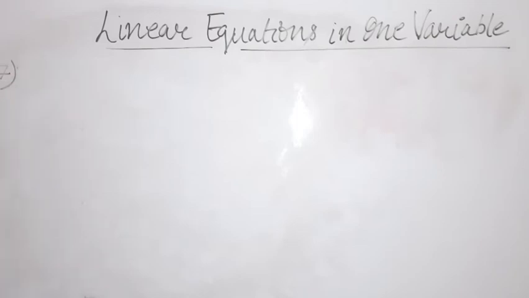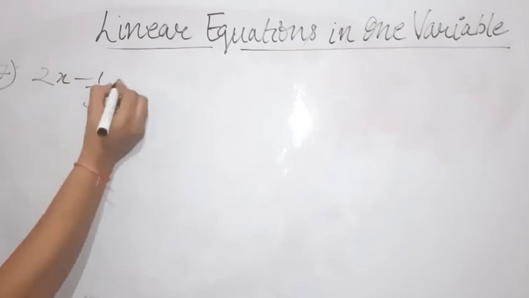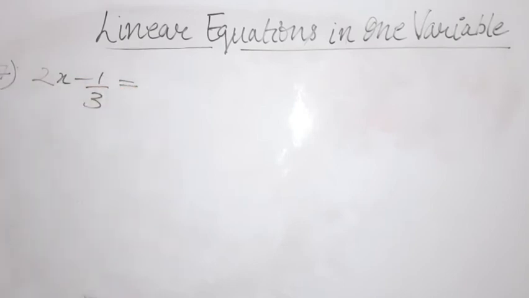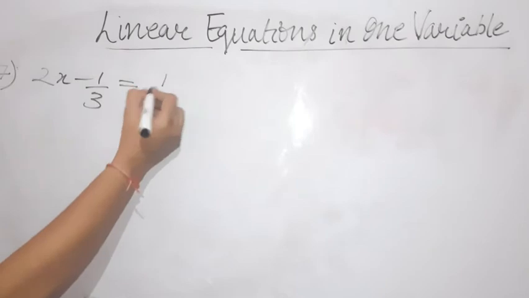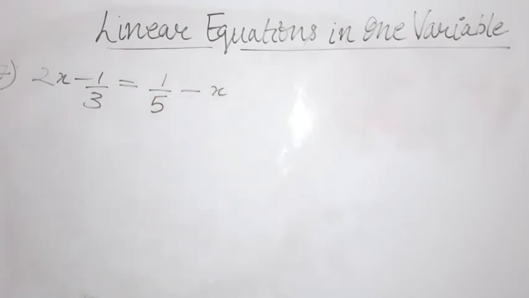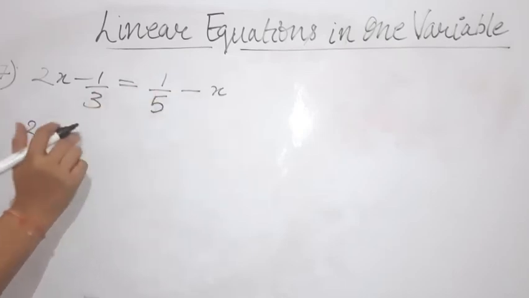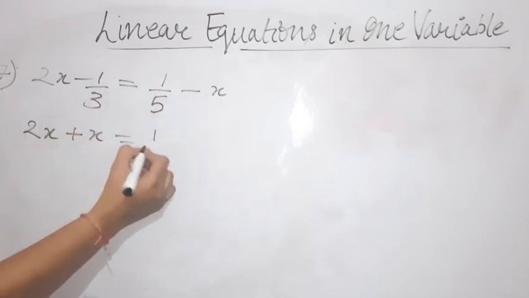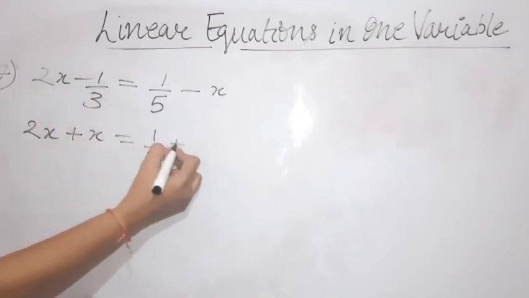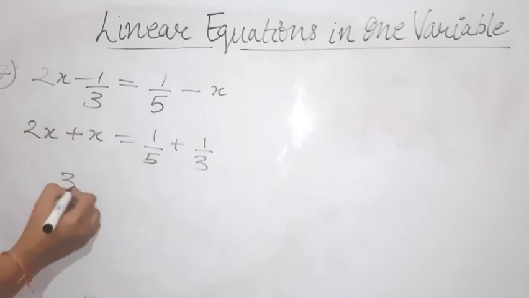So question 7 is 2x minus 1 upon 3 is equal to 1 upon 5 minus x. This is the question, right? Now how will we solve this question? First of all, we have to collect all the like terms together. So this minus x will become plus x, and this minus 1 upon 3 will become plus 1 upon 3 once it goes to the right hand side. Okay, now 2x plus x is equal to 3x.